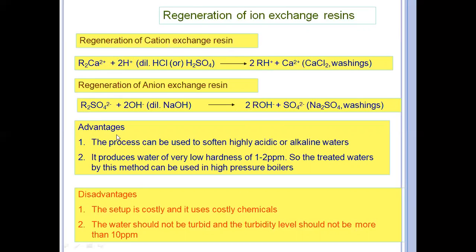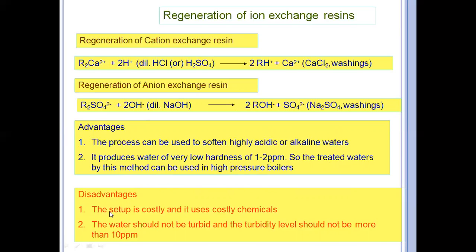The advantage is that the process can be used to soften highly acidic and alkaline water, which is a big advantage. This water has very low hardness, like 1 to 2 ppm, so we get excellent water. The treated water from this method can be used in high pressure boilers, because it has very little hardness.